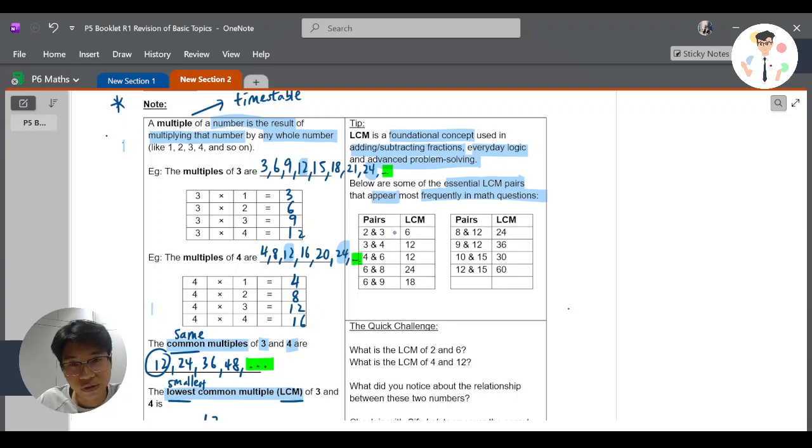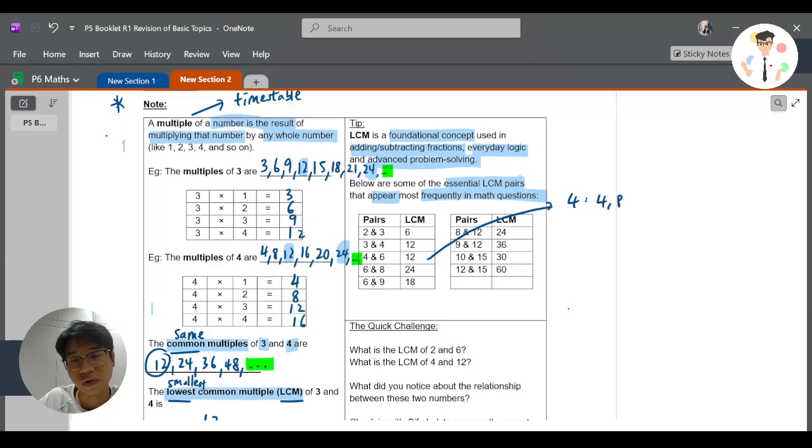Now, when you look at the first two, 2, 3, 6, 3, 4, 12. Teacher, can I say that if they ask me the LCM of this number and this number, I can just multiply? The answer is no. Because you can see here, 4 and 6. You cannot just do 4 times 6, then it's 24. No.